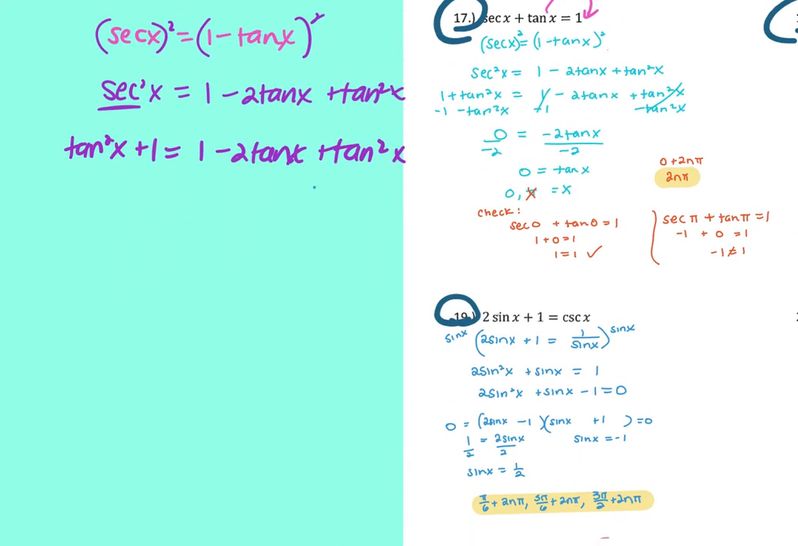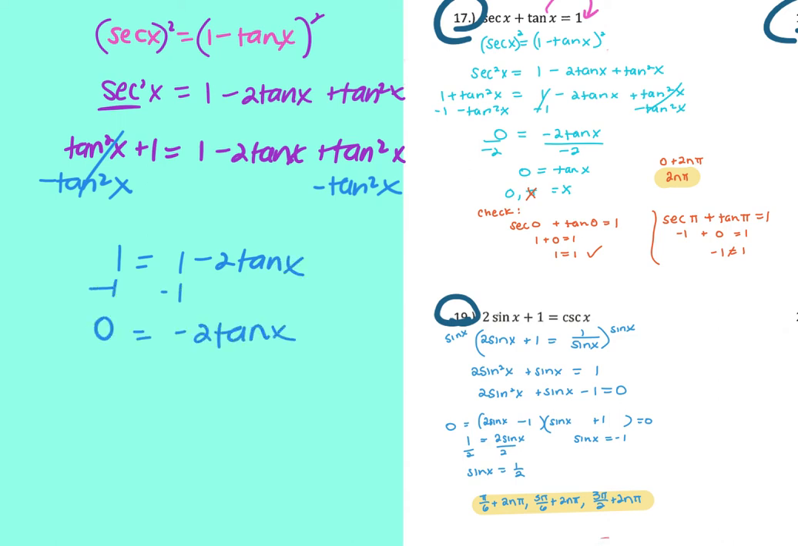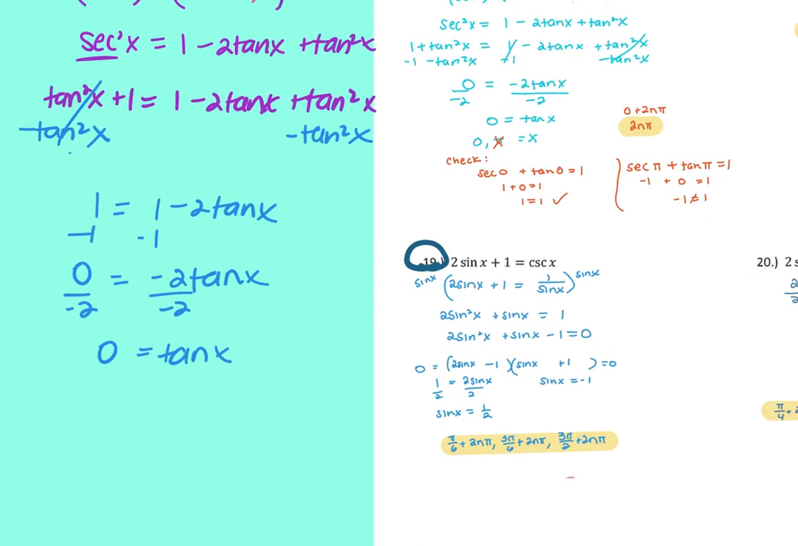If I subtract tan squared x from both sides, it cancels out, I get 1 equals 1 minus 2 tan x. Subtract the 1, I get 0 equals -2 tan x. Divide by -2, and tangent of x is 0. So then I'd go to my unit circle, and again, for tangent we only use the top. I would say, where does tangent equal 0, and it happens in 2 places.